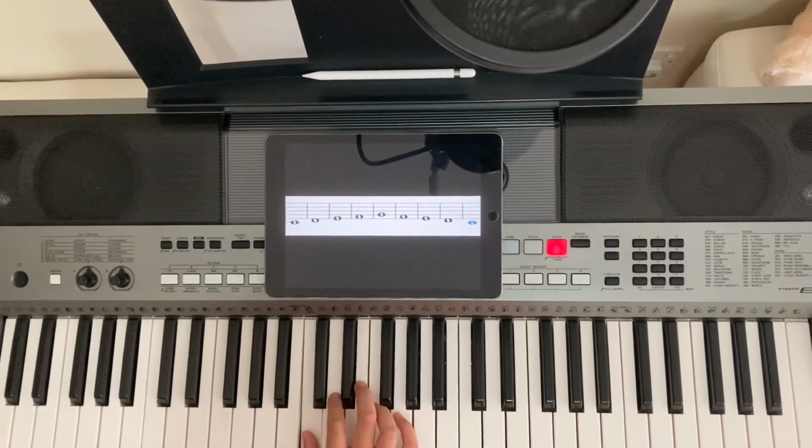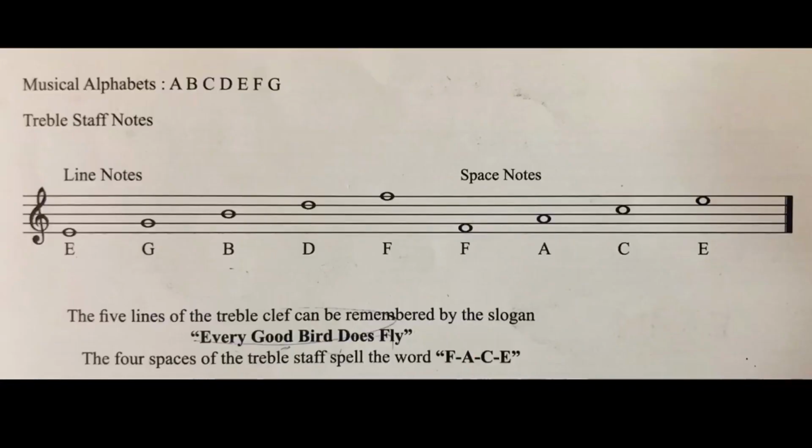Remember that the notes don't end on G and they keep going. There are many ways to learn this. You can always find many slogans on the internet to help you identify what the notes are on the lines and what the notes are between the lines.